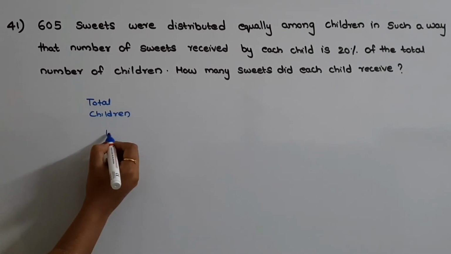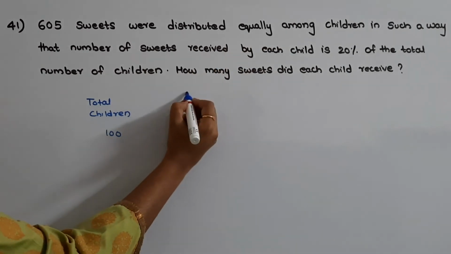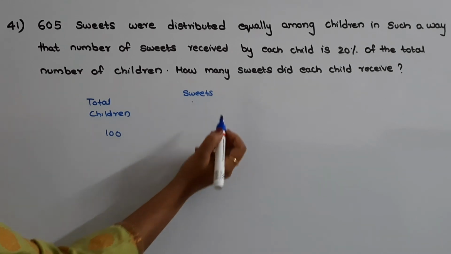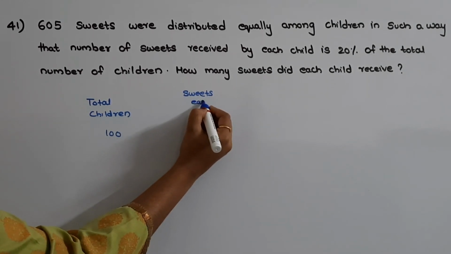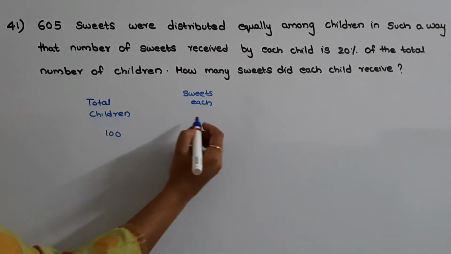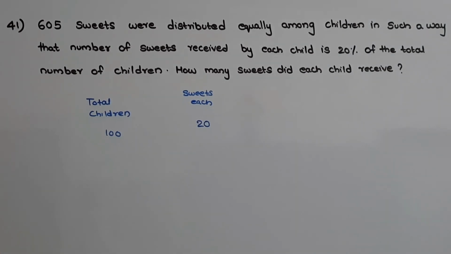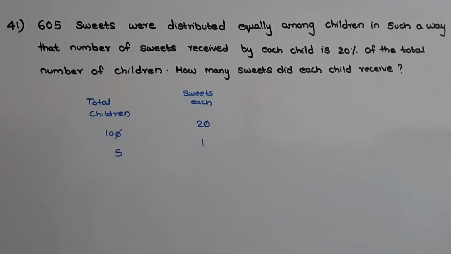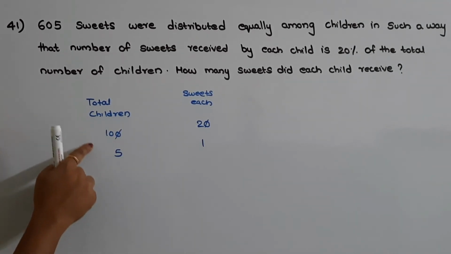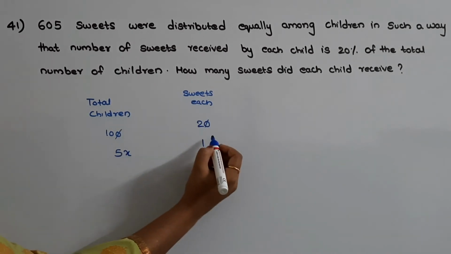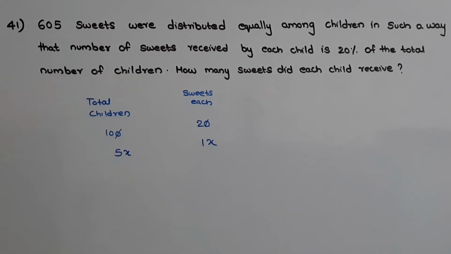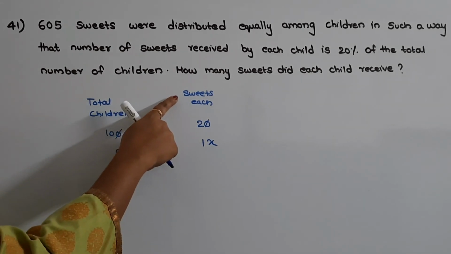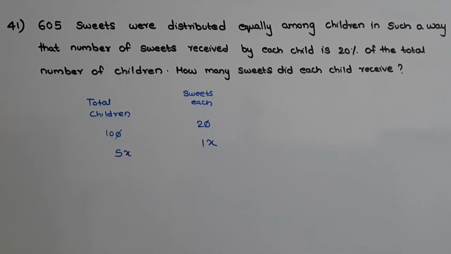Okay. Then what will be the number of sweets received by each child? Sweets received by each child is 20% of total number of children. Okay. So sweets received by each child will be 20% of 100, that is 20. Okay. Now let us find its ratio. That will be equal to 5:1. Okay. So let us take the total children as 5x and the sweets each child gets as 1x. Okay. So first we need to find out what is the value of x. Then we will be able to find out the number of sweets each child received.